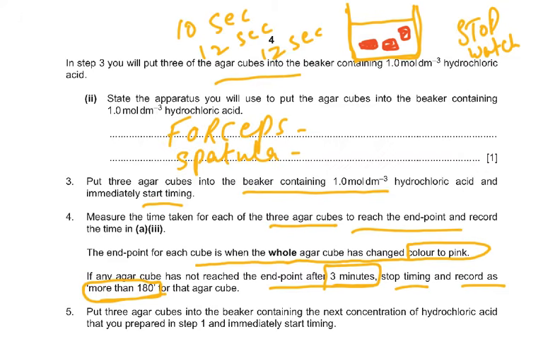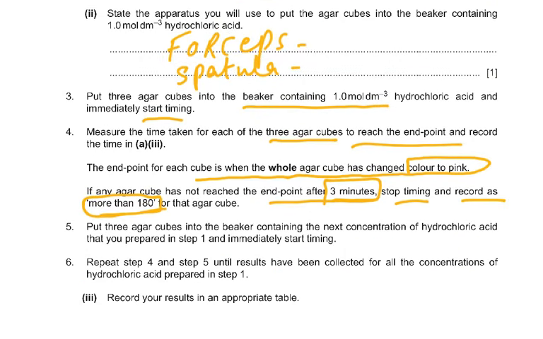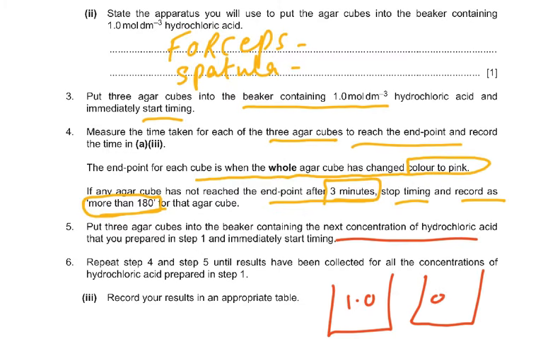Then it says put three agar cubes into the beaker containing the next concentration. So in the next concentration, if the first one was 1.0, then the next one was 0.8. Now you take fresh 3 cubes and you put them in 0.8, not the same ones. Of course, they've changed color. Then you put 3 agar cubes into the beaker containing the next concentration you prepared in step 1 and immediately start timing again.